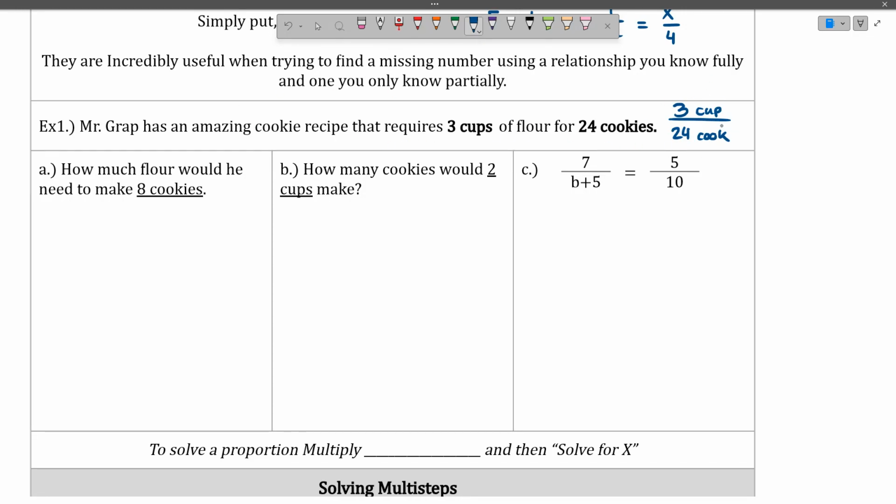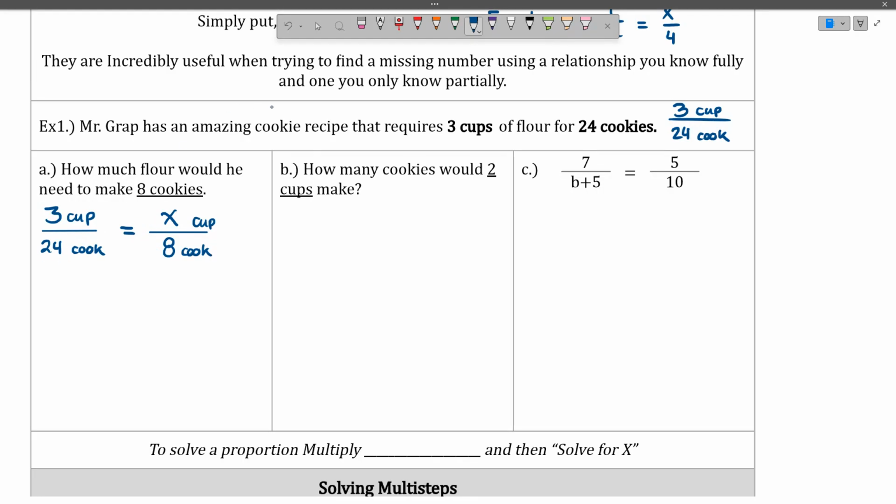So this is my recipe, 3 cups of flour, 24 cookies. But how much flour would I need if I only wanted to make 8 cookies? How do we do that? Well, first we would set up the piece I know, 3 cups of flour for 24 cookies, right? And I want my recipe to stay the same, so it's equal to, but instead of 24 cookies, I want only 8 cookies. And what I don't know, I'll put with an X. How many cups of flour do I need? Just like that, we've set up a proportion.